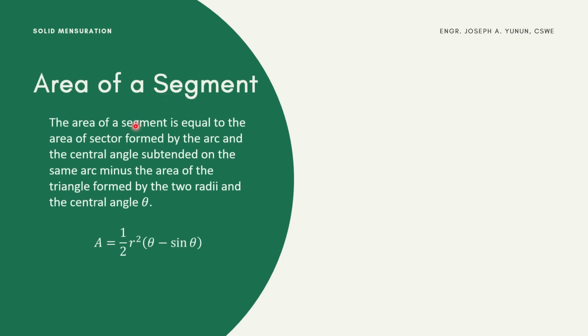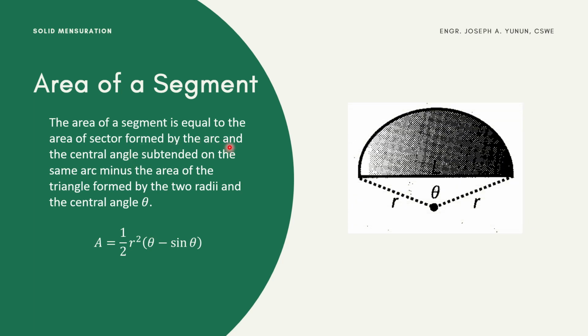Now the area of the segment. The area of a segment is equal to the area of the sector formed by the arc and the central angle subtended on the same arc, minus the area of the triangle formed by the two radii and the central angle. So you have this formula: 1/2 r squared, where r is the radius, times theta in radians minus sine theta, where sine theta should be in degrees. This formula is derived from the area of the sector, which is the whole, minus the area of the triangle, and the segment is computed here, which is the shaded area. Hopefully that's clear: area of the sector minus area of the triangle.